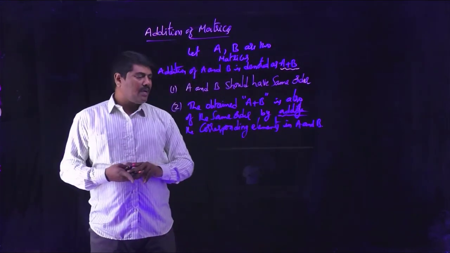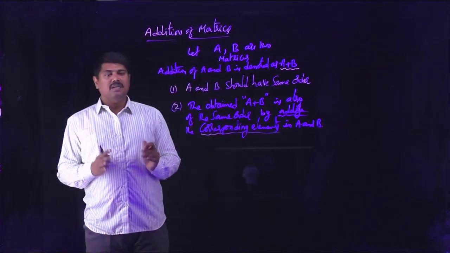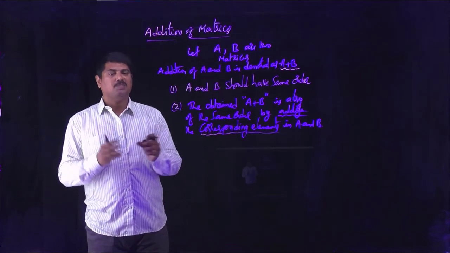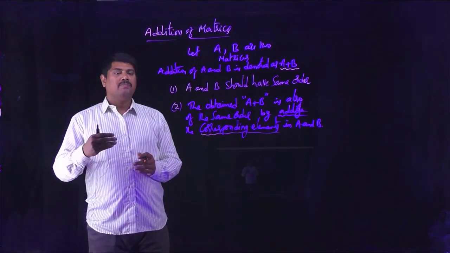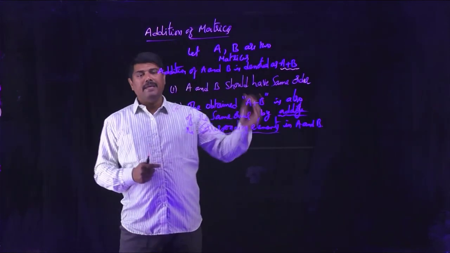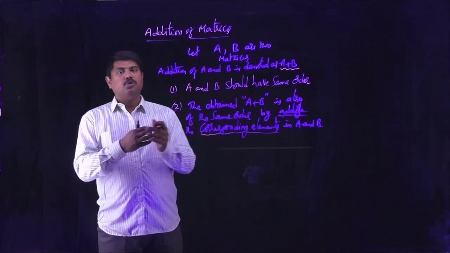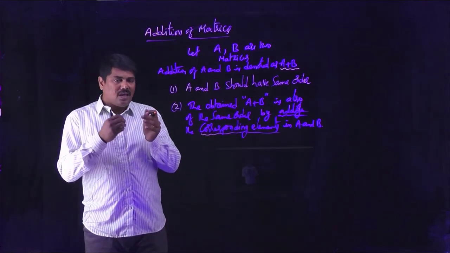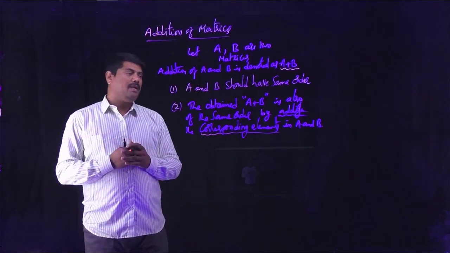Adding the corresponding elements. Now what are corresponding elements? Elements that exist in the same position are said to be corresponding elements. That means one element in A and one element in B, both are said to be corresponding elements. So you have to add the corresponding elements only, so that you will get the addition of the matrices A and B.